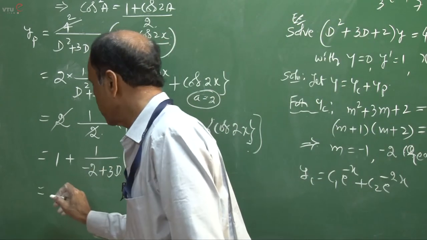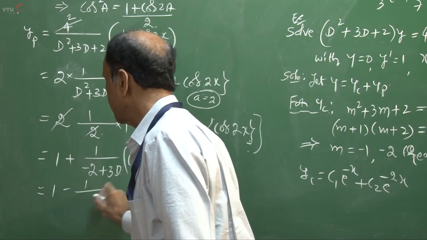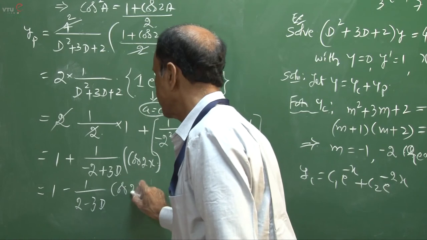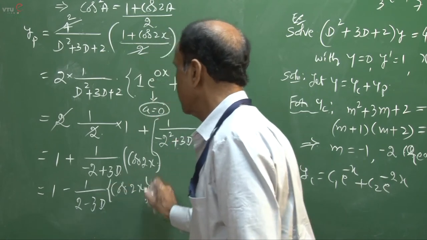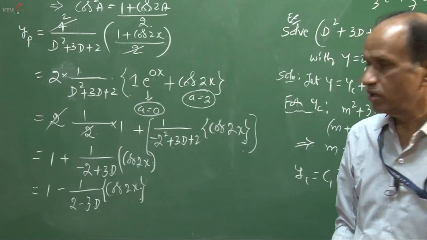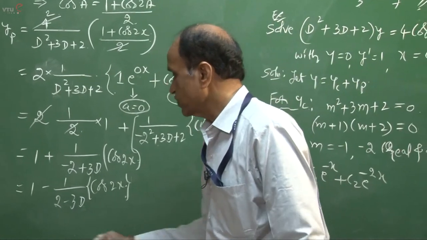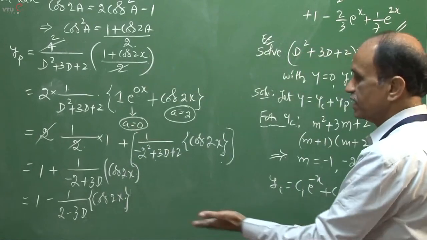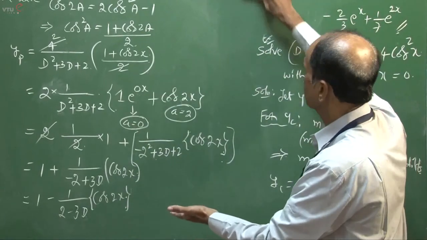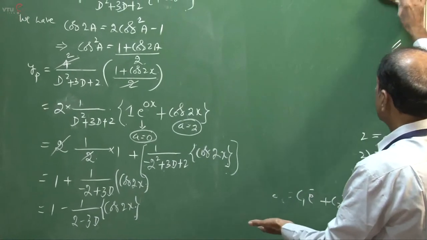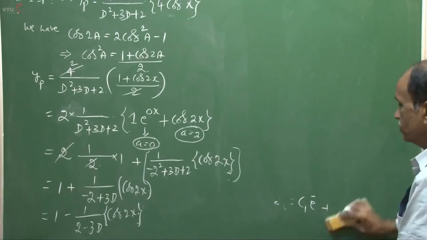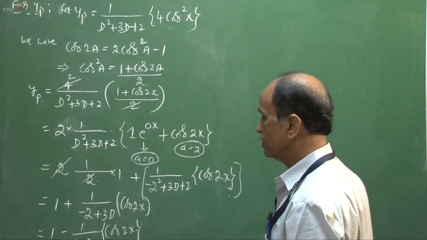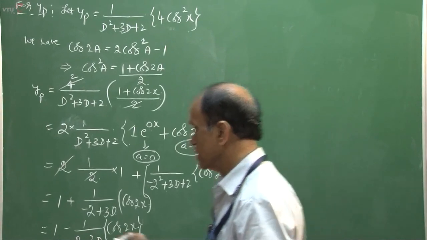Then I will take the minus sign outside. Here 1 minus 1 divided by 2 minus 3d into cos of 2x, that is not multiplication, but it is to be operated now. So once again you have to rationalize that denominator. By rationalizing the denominator, you avoid d in the denominator and have it in the numerator for differentiation. That is what we did in the previous problem also, and in this problem also we will be doing the same thing. Okay, then what is the rationalization?